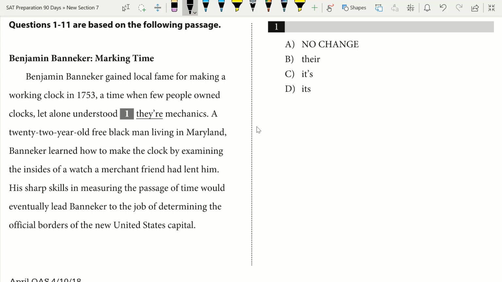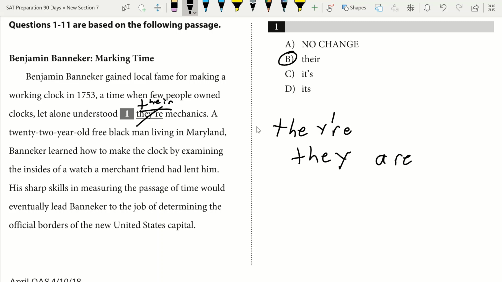We have Benjamin Banneker, Marking Time. Benjamin Banneker gained local fame for making a working clock in 1753, a time when few people owned clocks, let alone understood their mechanics. Okay, how did I know that it had to be there? And keep in mind, it has to be this type of there. Well, first of all, the no change option means they are. In this case, we're looking for a possessive. They are is not possessive, so I'm going to write right there, not possessive. That's the wrong there.